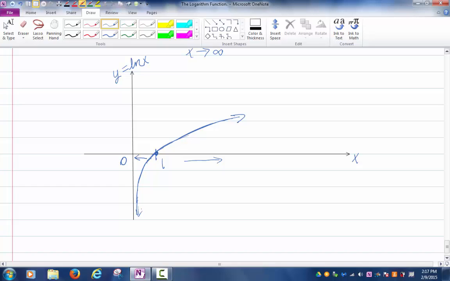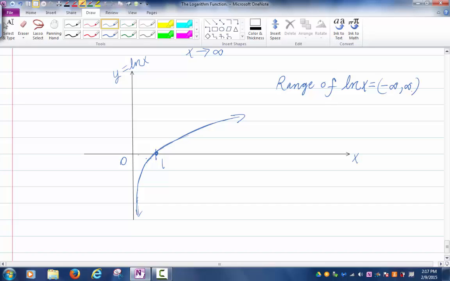Everybody's okay? All right. Now, one thing that I want you to realize here is that I am going to define a number here. Notice that because ln of x is going to infinity, what can you say about the range of ln? What is that? Yeah, negative infinity to infinity.